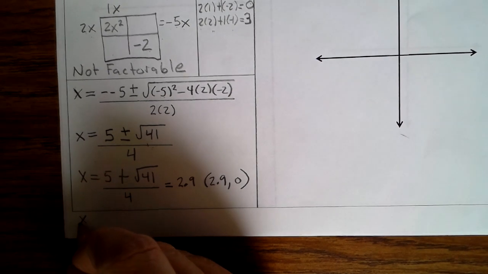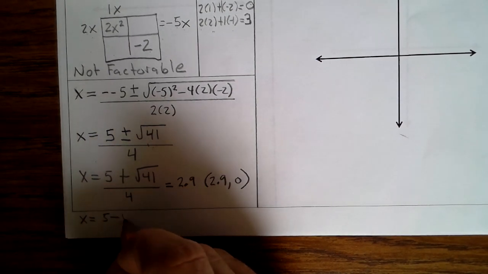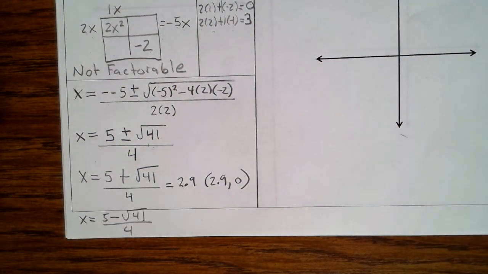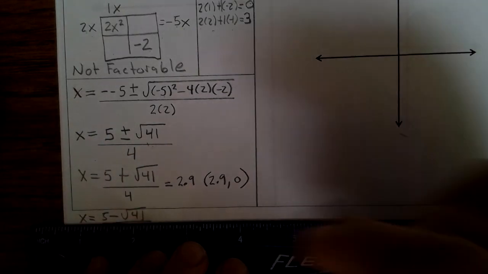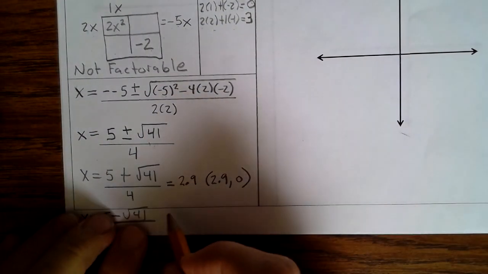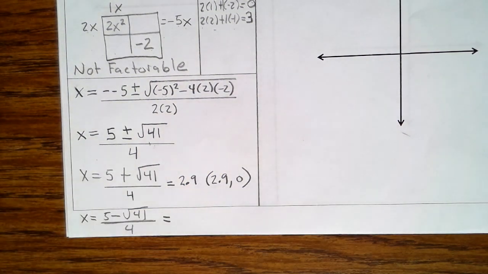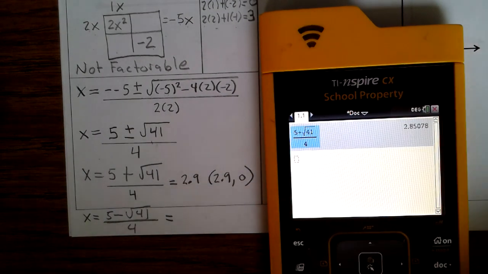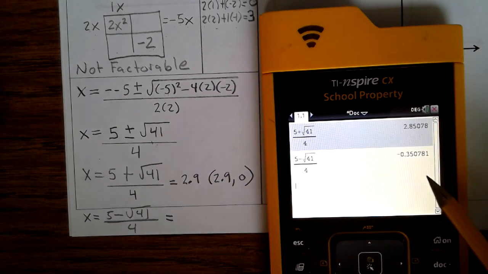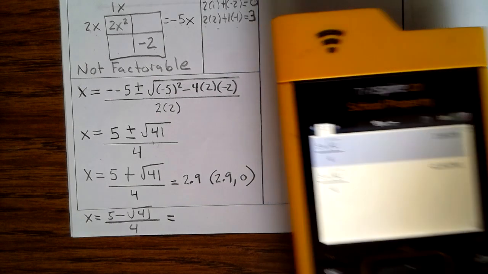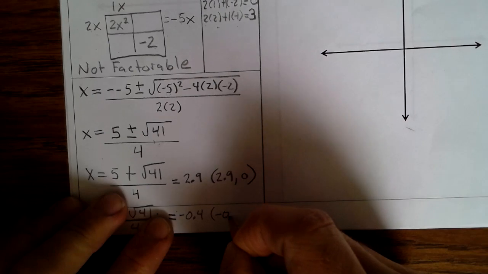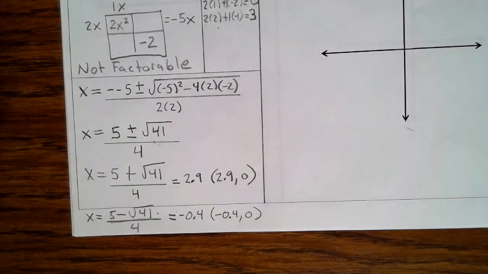X equals 5 minus the square root of 41 divided by 4. Well, that horizontal line looked terrible. Let's try that again. Okay. Equals. So now all we have to do is highlight this, press enter, change the plus to a minus, and it's negative, let's say, 0.4. Okay, so negative 0.4. So the x-intercept is negative 0.4 comma 0.